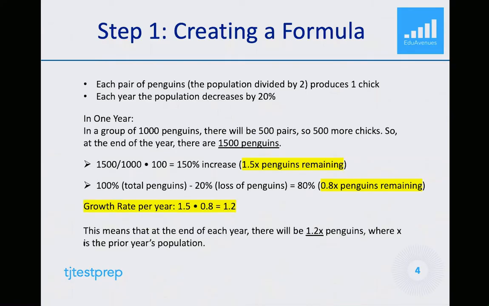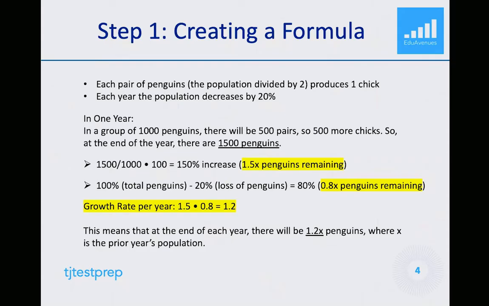That would be 0.8 penguins remaining. So with all the percent increase and the number of penguins remaining, we can now find the growth rate of penguins per year. We can multiply the 1.5 population increase by the 0.8 penguins remaining and get 1.2. This means that at the end of each year, there will be 1.2x penguins, where the x is the prior year's population. Keep in mind that this formula will only work if you have the previous year's penguin population.